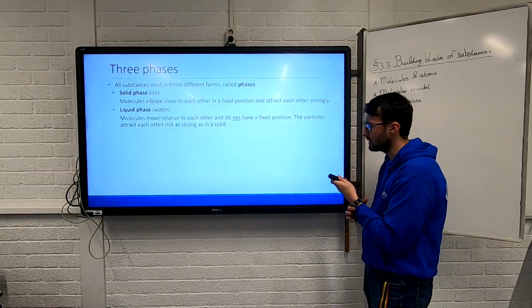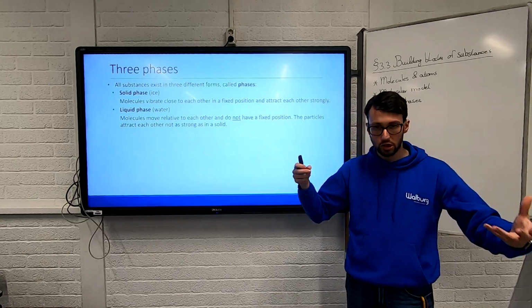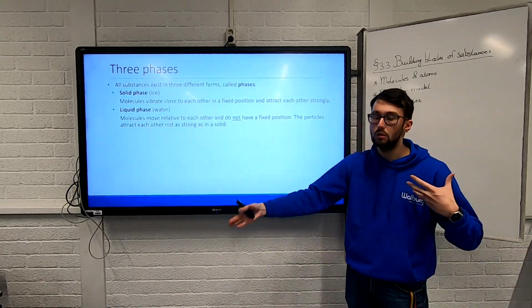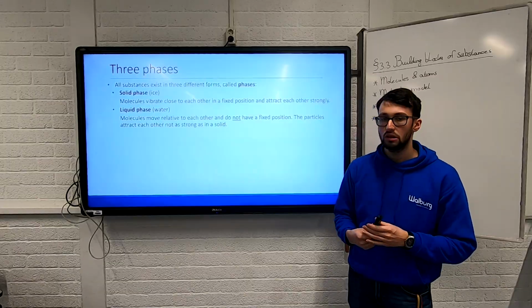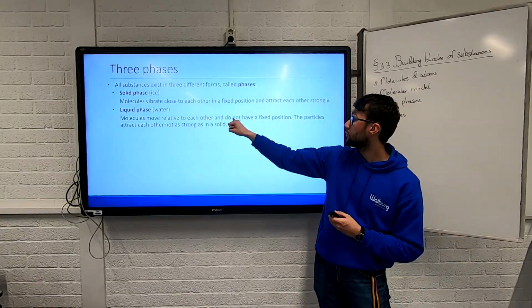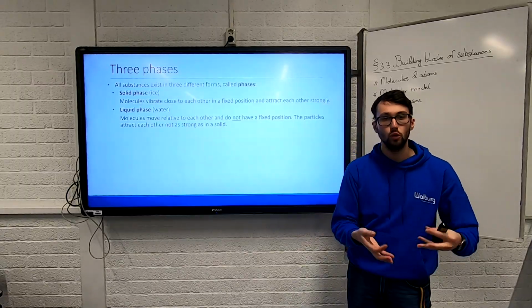And if they move more, they use up more space, and when they have more space, they're a little bit further apart, don't attract each other as strong, and that results in a not fixed position. And what does that mean?